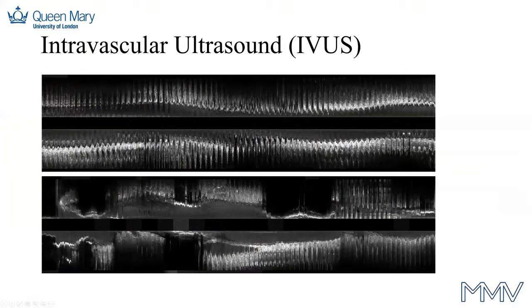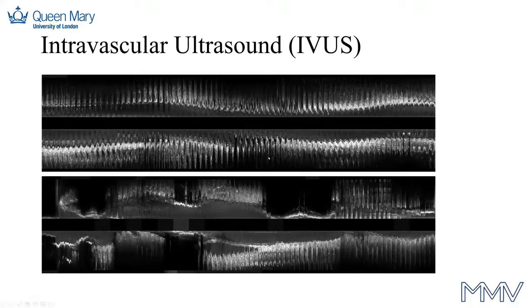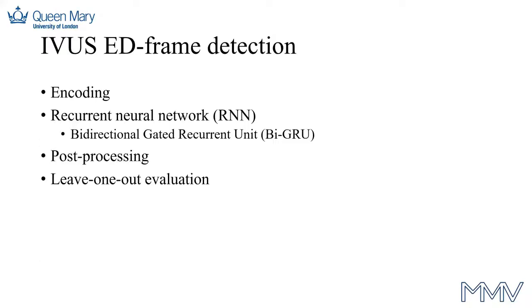Because it's a video filming the vessels around your heart, and your heart beats periodically, if you look at this image along the time axis, you will see periodic movements. This is caused by the heartbeat. To do the annotation, to do the segmentation, you have to find that specific frame where the vessel shrinks to its smallest size. That's what we call the end-diastolic frame, or ED frame. So first we need to find those ED frames.